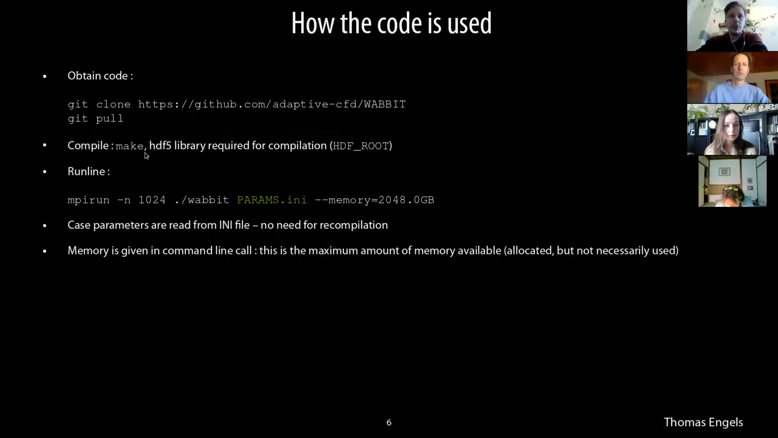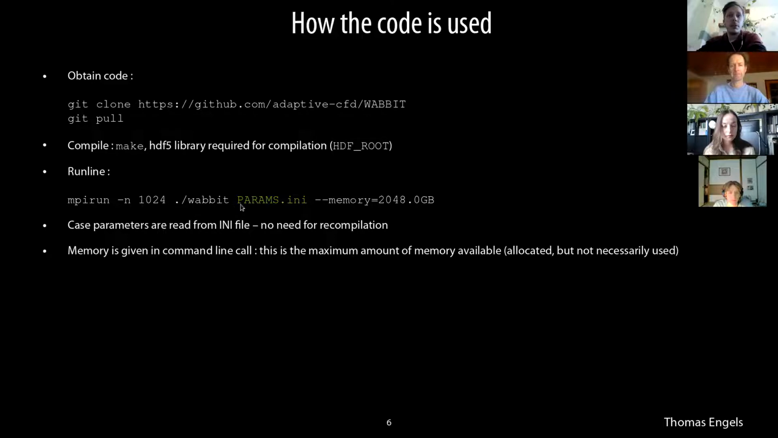In a nutshell, you will have to build the code, so translate the source code into binary. To do that, you will have to use the HDF5 library, compiled with the same compiler, and you give it the location of that library in the environment variable HDF root. Not going into details. And then to run the code, you have the usual MPI command. In this case, it's on 1024 CPUs.